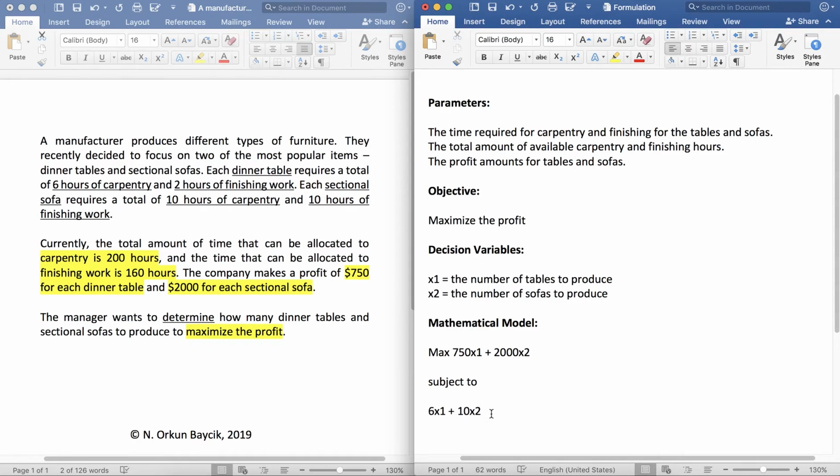Okay, so this sum here gives me the total amount of carpentry hours that I will need to produce these furniture items. And this sum must be less than or equal to 200 because I only have 200 hours of carpentry time available. Okay, and in parentheses, I'm going to write down what this constraint represents.